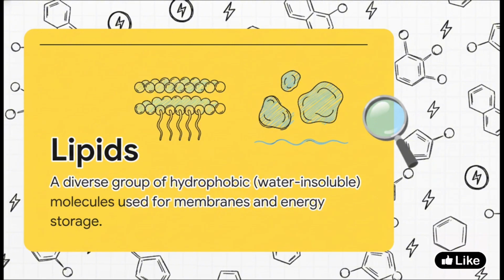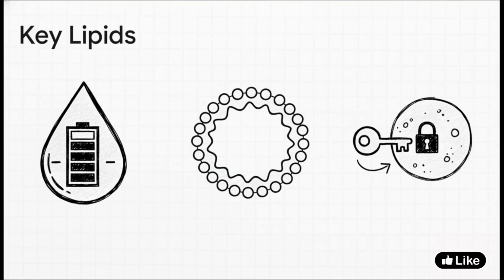Next on the crew list are the lipids, which you probably just call fats and oils. Their number one defining feature is that they're hydrophobic, which is just a fancy way of saying they hate water. They don't mix with it. And this property is absolutely critical for pretty much everything they do in the body. Lipids are fantastic for long-term energy storage, packing in more than double the energy punch of carbs, gram for gram.